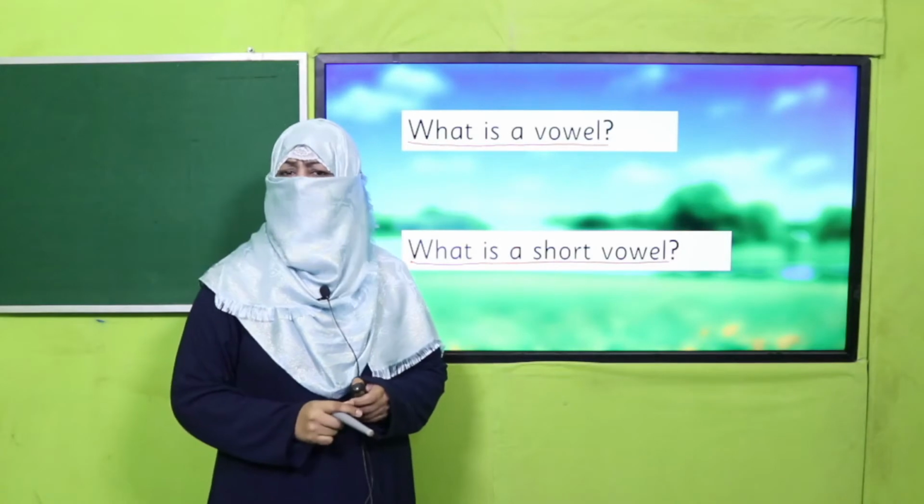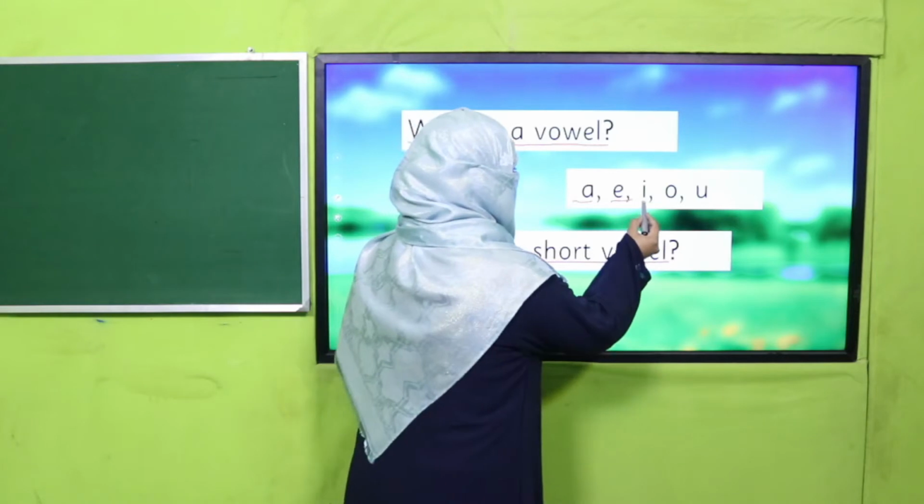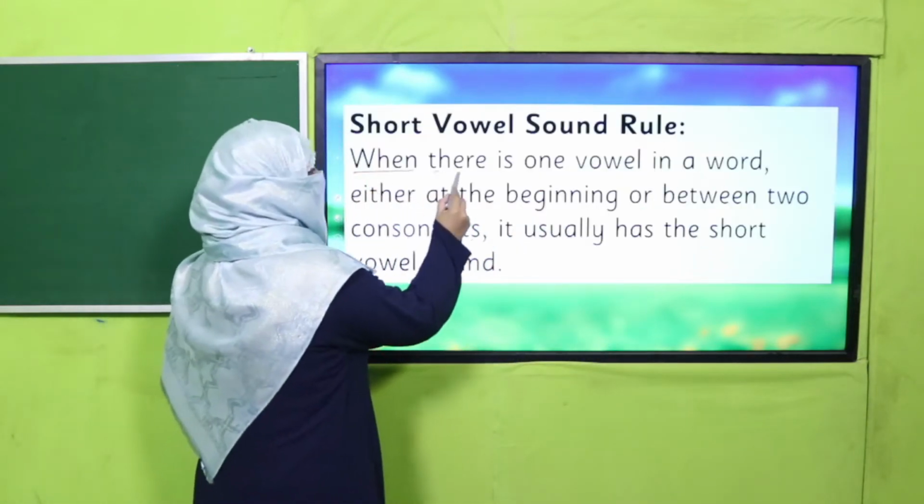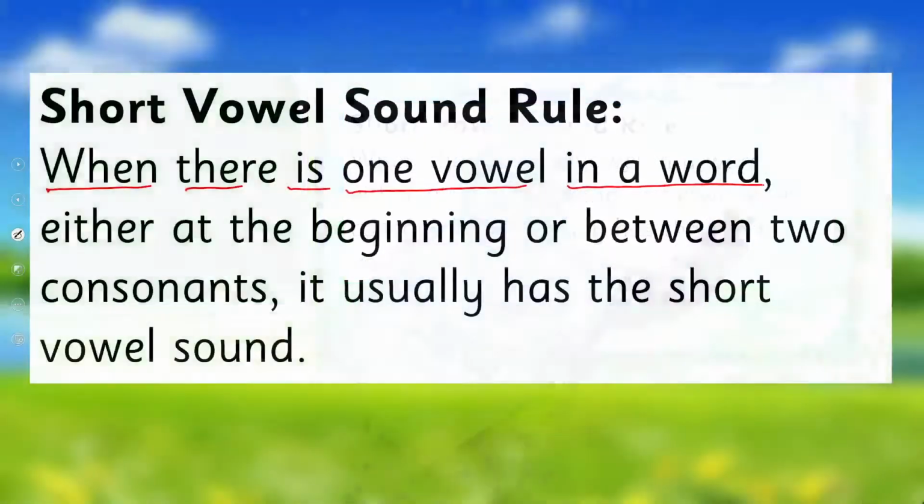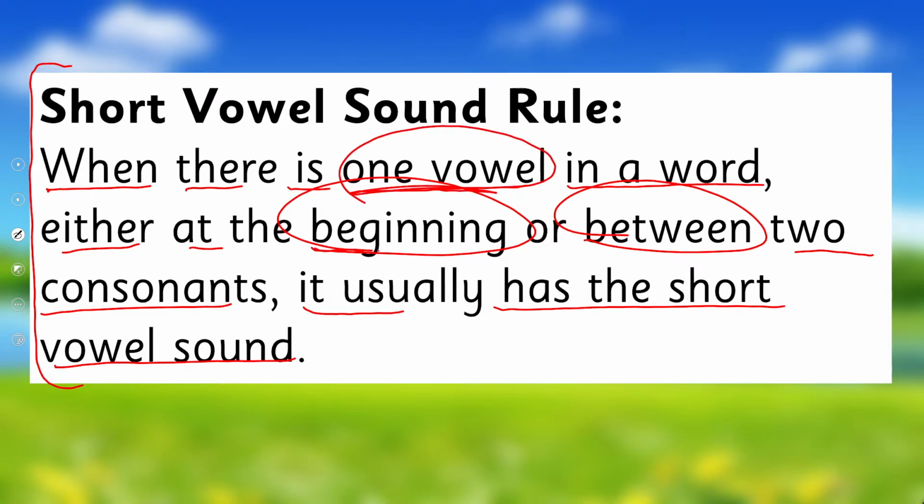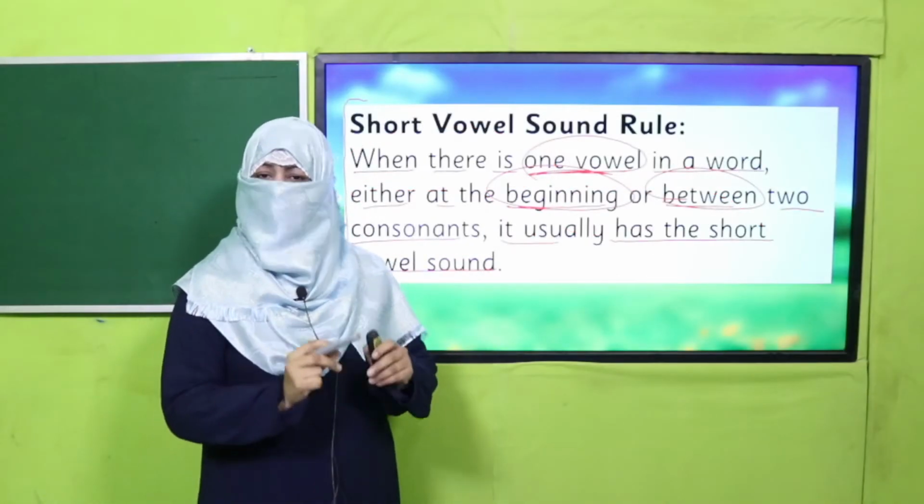Yes, my dear students, I hope you know and you remember the vowels are A, E, I, O, U, and short vowels which we have learned. When there is one vowel in a word, either at the beginning or between two consonants, it usually has the short vowel sound. This is generally short vowel sound when a vowel comes alone, at the beginning, or between two consonants, the vowel gives its short vowel sound.